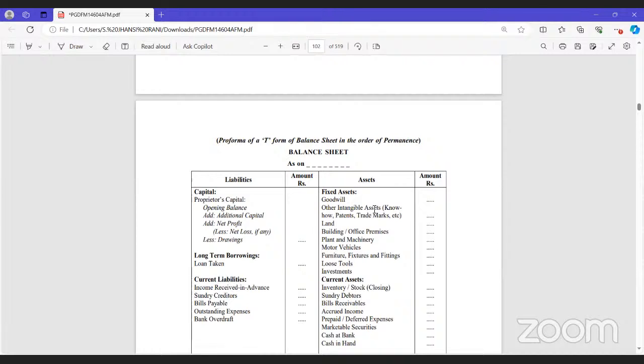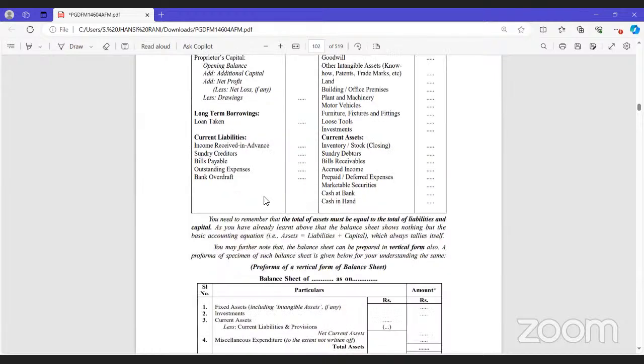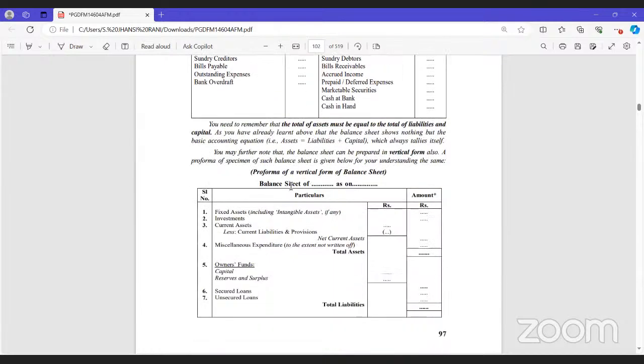Here, under assets, we have fixed assets. Under fixed assets, we have goodwill or other intangible assets, land, building, plant and machinery, motor vehicles, furniture, fixtures, loose tools, investments. All this will be there with the business for a longer period of time. That is permanence. Now that was the horizontal form. Now this is the vertical form of the balance sheet.